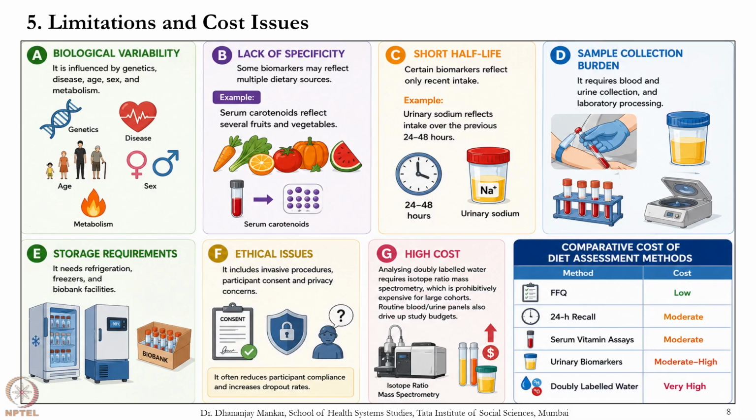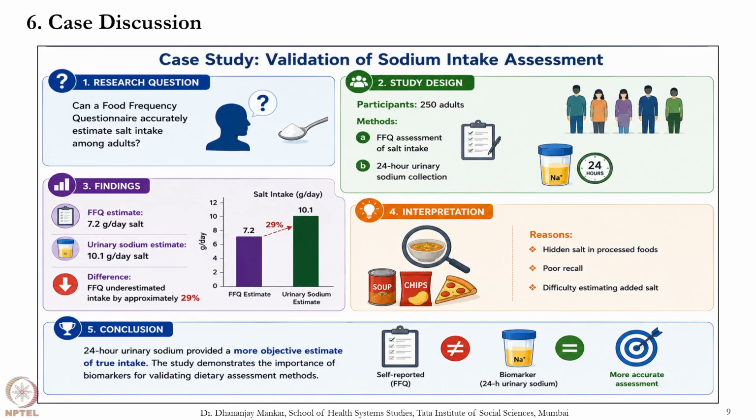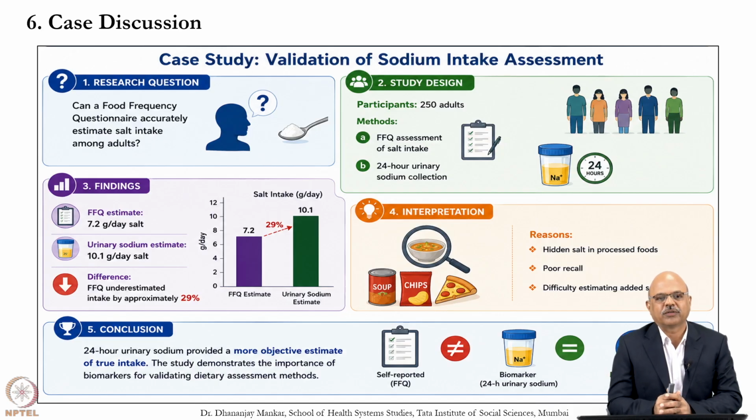And comparatively, if you talk about the cost of dietary assessment methods: FFQ, the cost is low. 24-hour recall, it is moderate. Serum vitamin assays are moderate. Urinary biomarkers moderate to high. And doubly labeled water is very high. Now we will go for a case discussion.